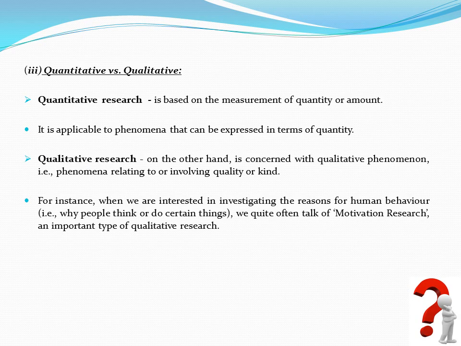So, now moving on to the third type of research, quantitative versus qualitative research. When we talk about the word quantitative, it means that it is going to give information about a quantity or an amount. So quantitative research is based on the measurement of quantity or amount. It is applicable to phenomena that can be expressed in terms of quantity.